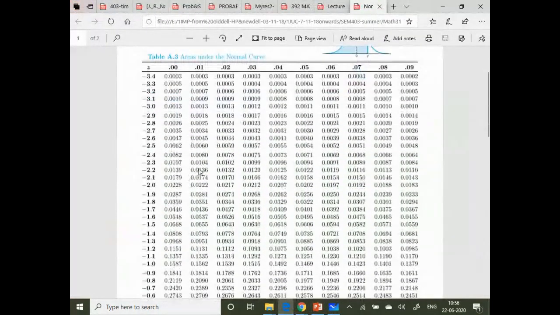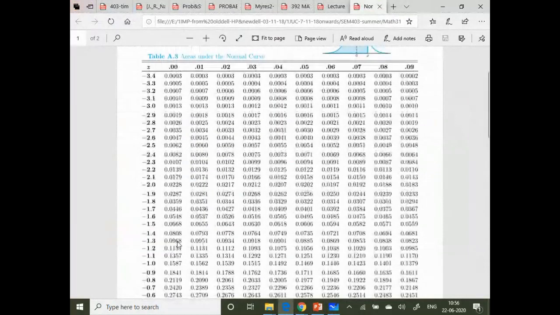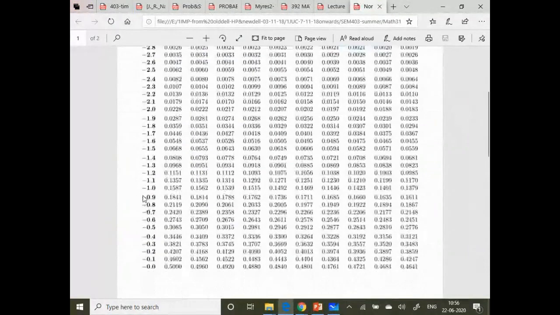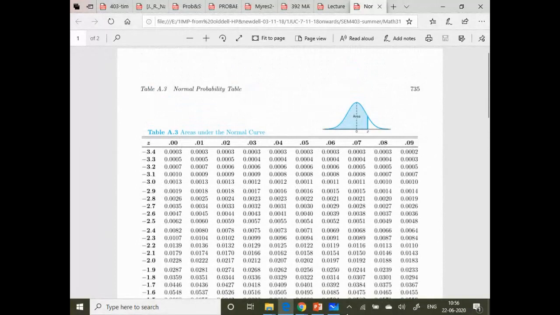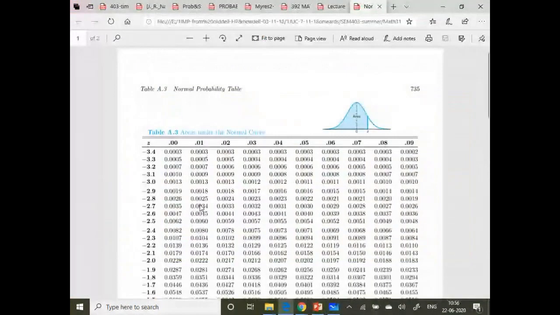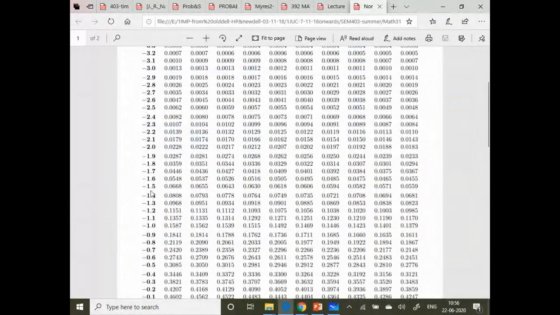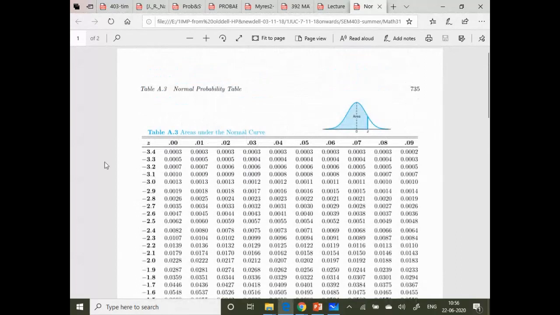Negative values are given on the first page, positive values are given on the second page. First page, negative 1.39. Negative 1.3, and 9 goes to 0.09, which is at the end. Negative 1.3 will be in the left column. See, there is a title column for Z. There is a title row and title column. This column and this row should be used to identify the area inside.